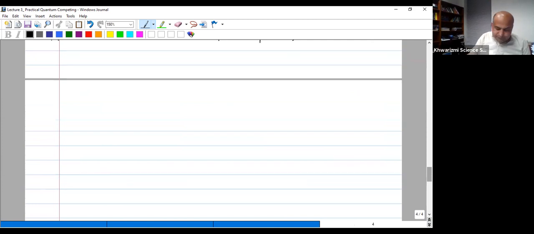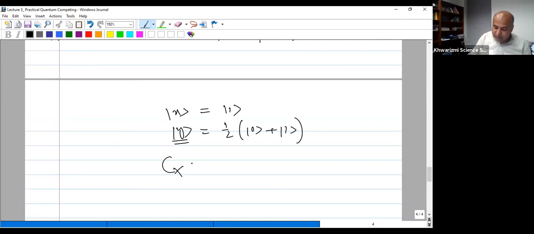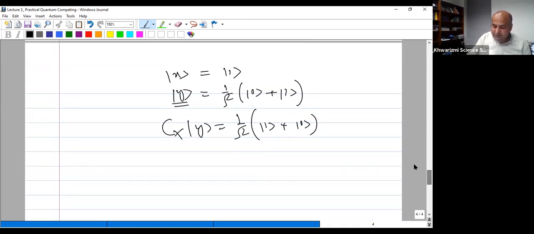Suppose that our X is something, let's say one, and our Y is the plus state, that is zero plus one. So what would happen? If this X is one, it means this Y will have an inversion. So if I now apply a controlled NOT gate on Y, this will become one over square root two, with this zero going to one and the one going to zero. Similarly, if X is zero, the output would remain just like that.